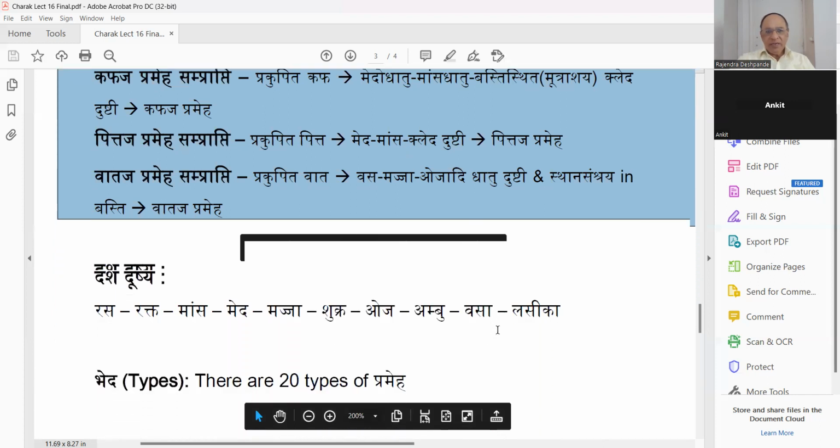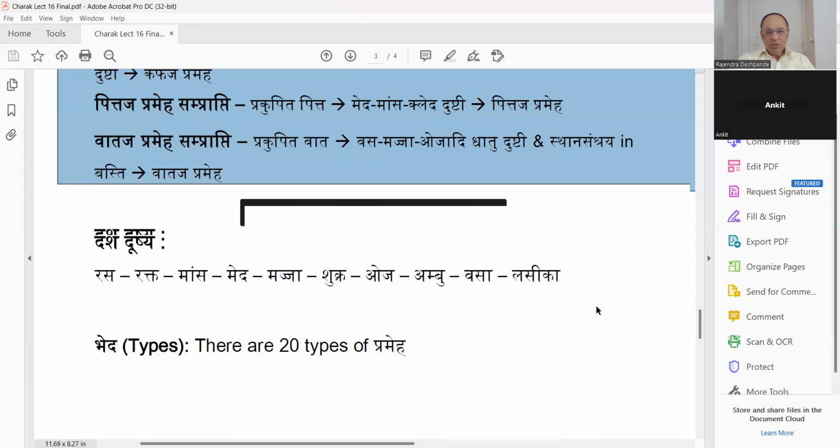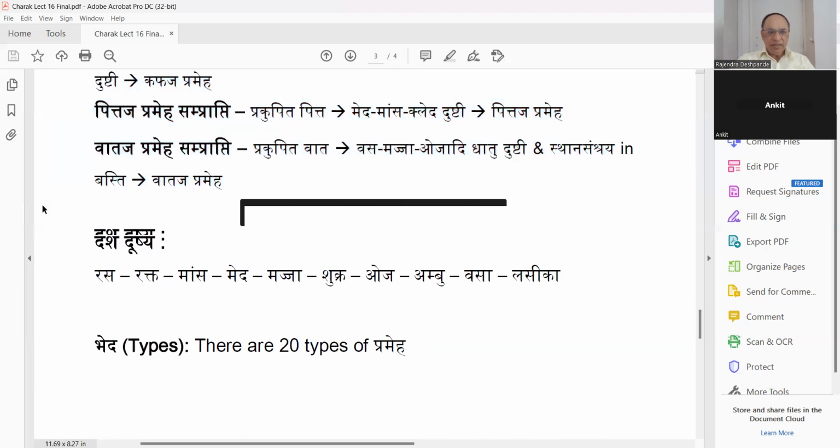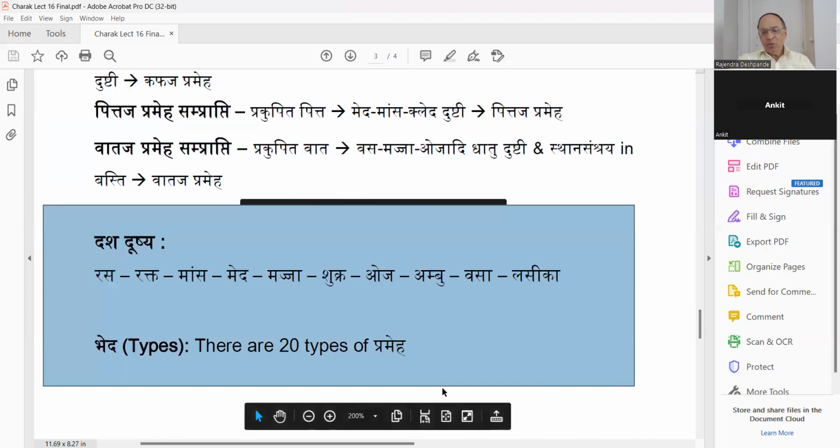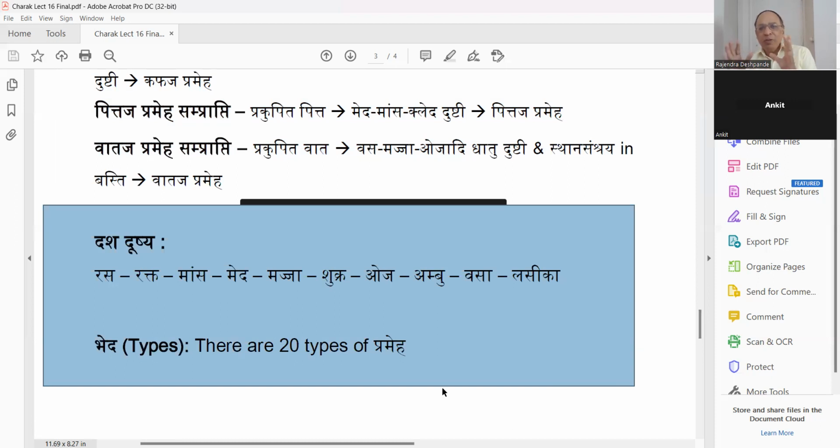Now I would like to tell you the Dushya. In the Prameha Vyadhi, there are 10 Dushyas. You know how the Vyadhi is generated? Dosha Dushya Samurchana Janito Vyadhi. The Prakupita Dosha are attacking on the weak Dhatu.